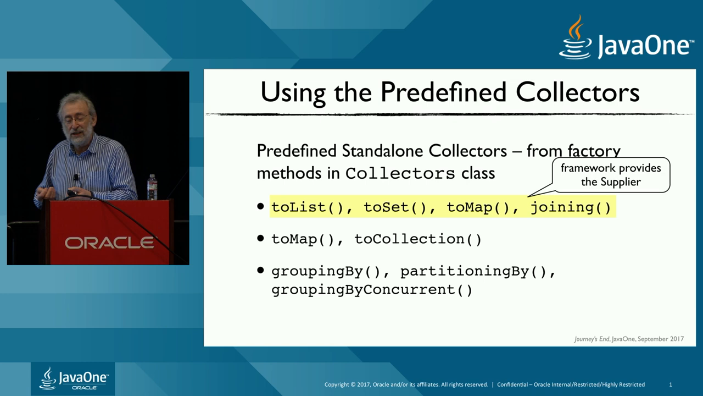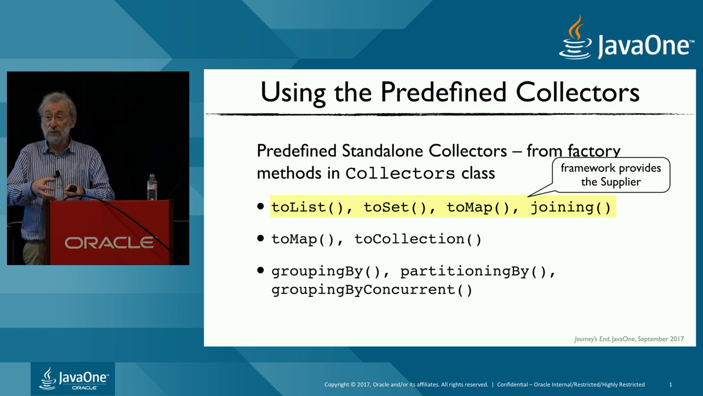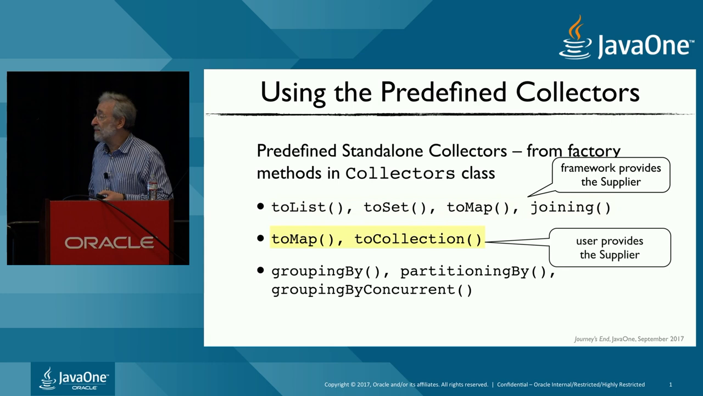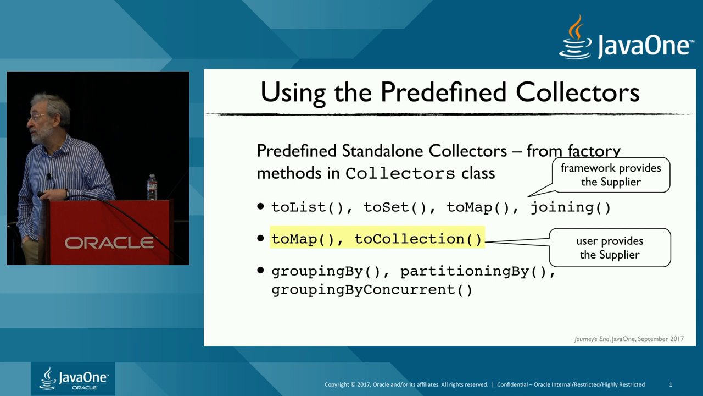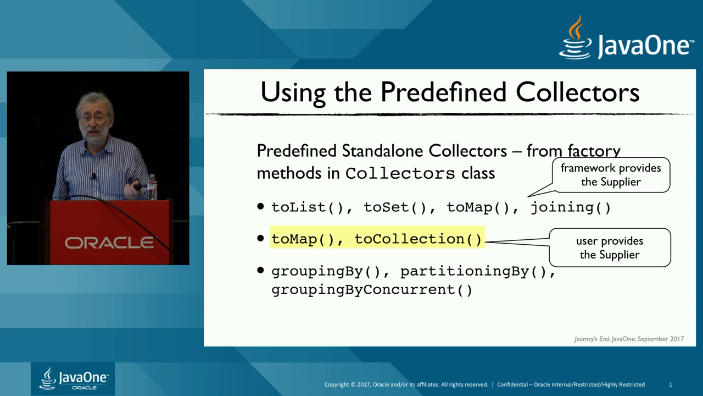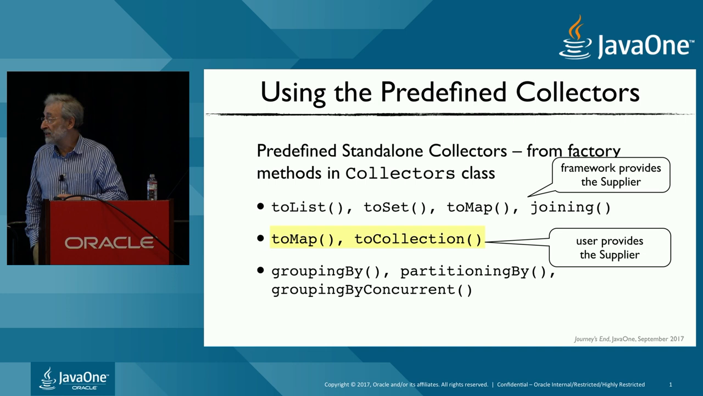This is why I talk about containers rather than collections, because the idea of a collector is collecting into something that will hold the result, rather than always a collection. It often is. And toMap and toCollection will allow you to specify your own kind of map, supposing you want a TreeMap or a LinkedHashMap, or supposing you're collecting to a deque or some other thing that implements the java.util.Collection. So the user would provide the supplier in that case.